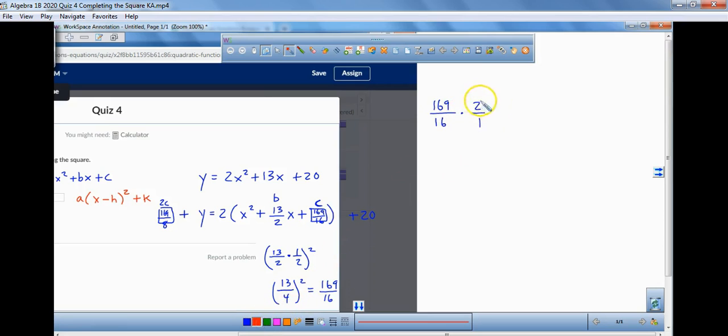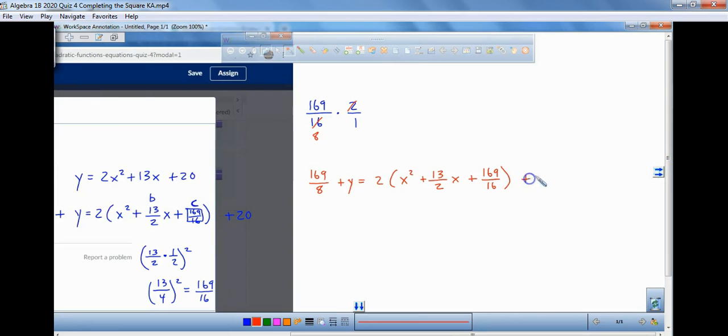So we multiply it by 2 over 1, and that 2 goes into 16 a total of 8 times. And so that's why I put 169 over 8. So here's what I have: 169 over 8 plus y equals 2 open parentheses x squared plus 13 over 2 x plus 169 over 16, close parentheses. And here's where I make a mistake. For some reason, I put plus 50. I was supposed to put plus 20, and that's going to make me get the whole problem wrong, but at least you'll learn from my mistake.